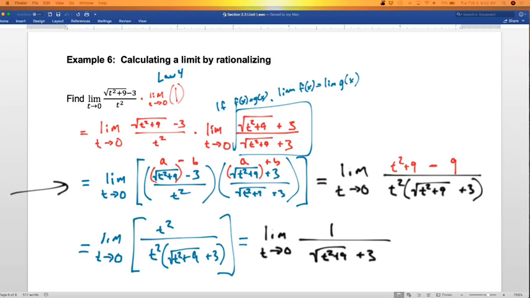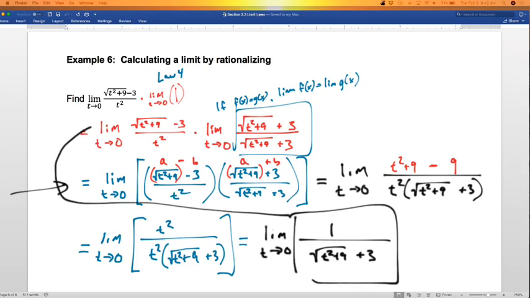And so through all these steps, we should recognize that this function is equal to the original function everywhere except at t equals 0. That's the only point where they're not the same. And so since that's the only point where they're not the same, then the limits at that point are equal.